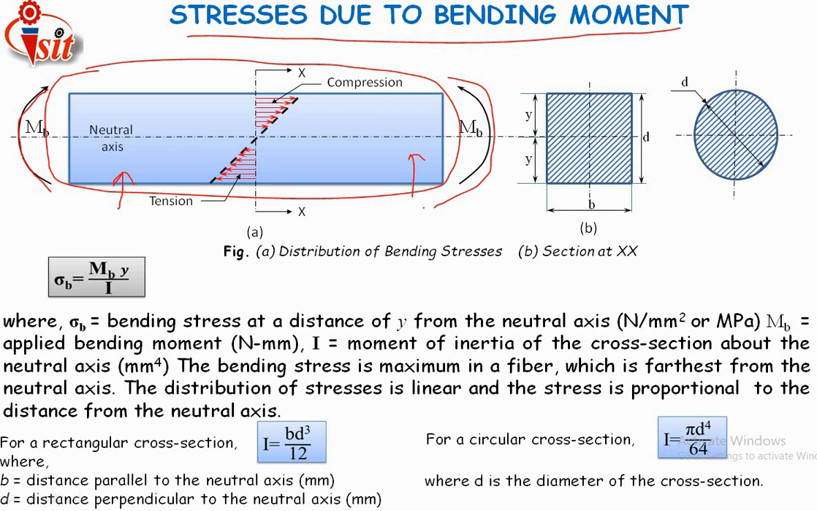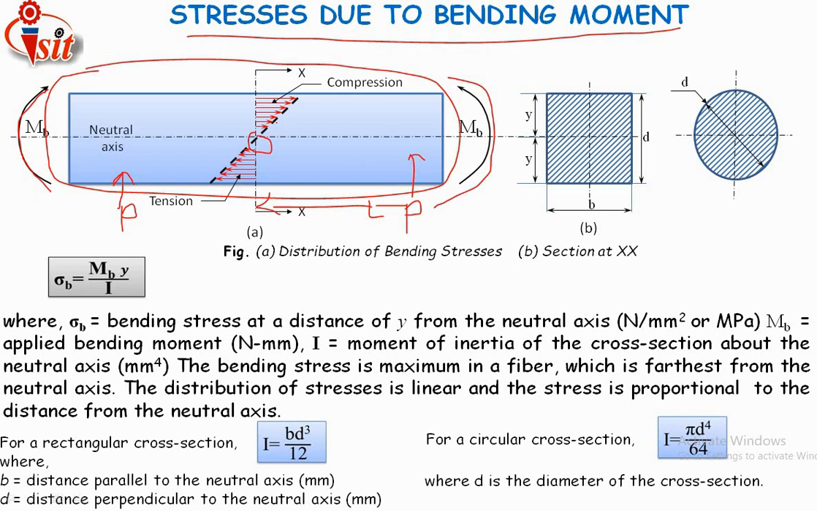We know that bending moment is given as force into perpendicular distance. Suppose this is the force P acting on this shaft, and this is the distance L between these two. Then the bending moment will be P into L, because it is acting at the end of the shaft from the center. The stress induced in the shaft due to the bending moment is known as the bending stress.